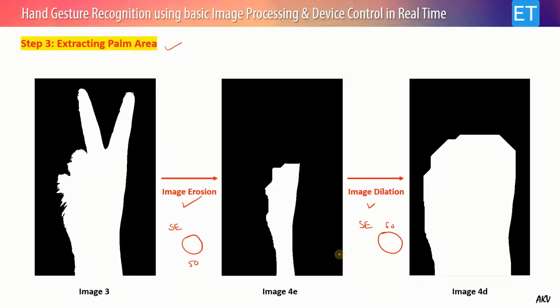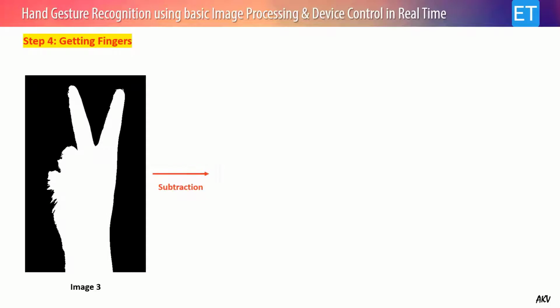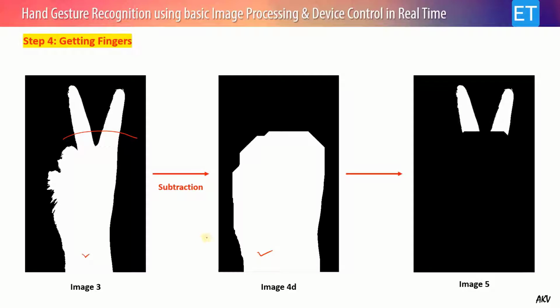And now in the next step I will get the fingers, the number of fingers. So that is quite simple. What you will do, you will simply subtract this image from this image. When you subtract this image, obviously your finger areas will be in the output. So that is the output of this process. So here you can extract the fingers. If there are 3 fingers, 4 fingers, 5 fingers like this, then all fingers will come in this image. So this is how you could achieve the finger areas by subtracting this palm area.